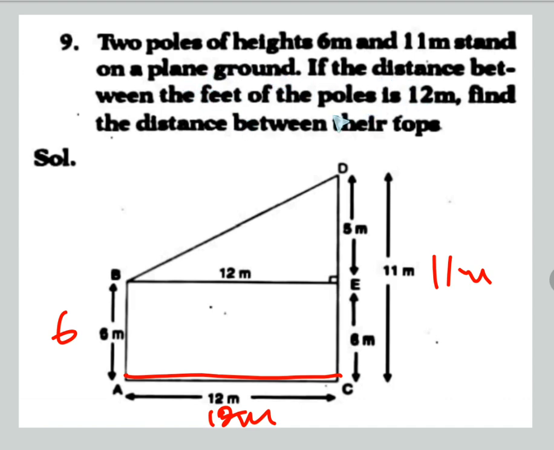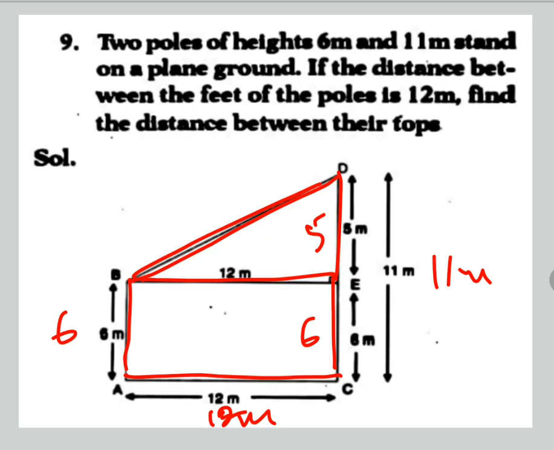12 meters the pole. Find the distance between the top. And now look at here. This is a right angle triangle. DBE is a right angle triangle. BD square is equal to, we can write BE square plus DE square. But this height is 6 meters and this height is also 6 meters. The total height is 11, so 6 and 5 meters. 5 and 12 meters are there.